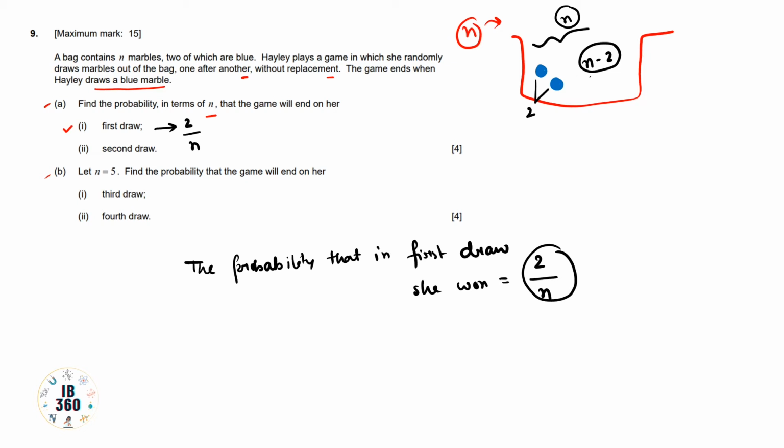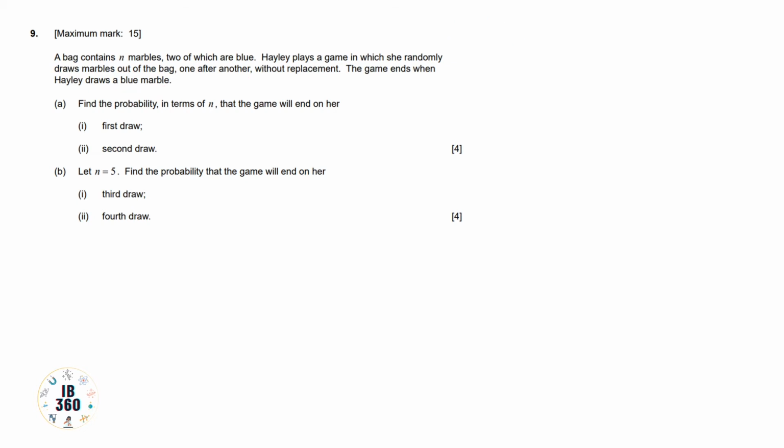Now we will move towards the second draw. In the second draw, it means in the first draw she failed. In the first draw, she picked up one marble which is not blue, and after that in the second draw, she picked up one marble that is blue. So there are two cases: one is the not blue case, and one is the blue case.